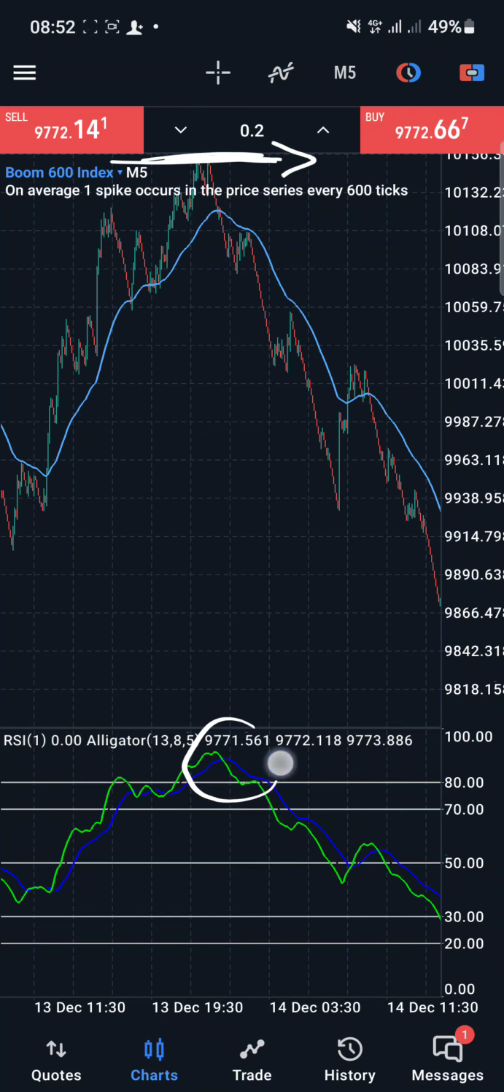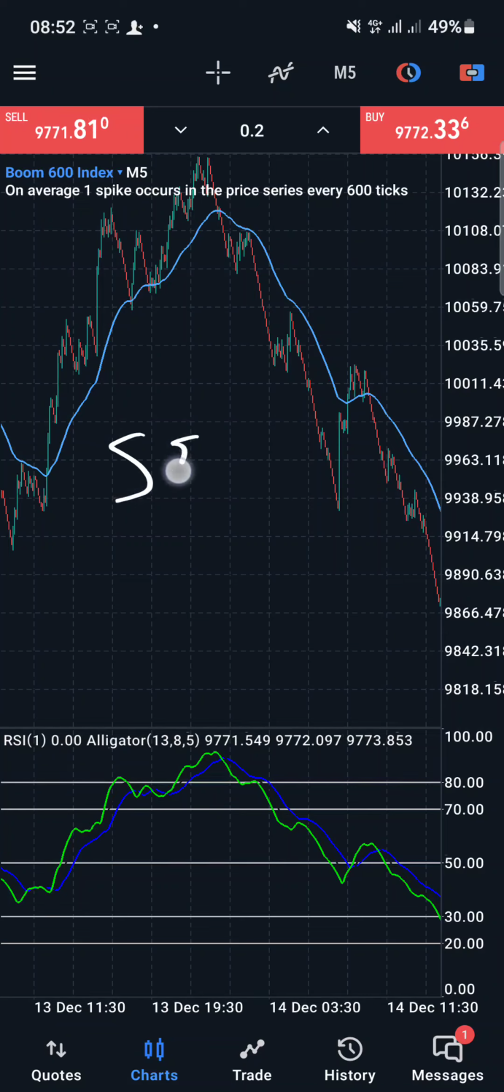Check it out from the window indicator. The window indicator says that the signal lines have crossed 70. They are now above 70. So once they are above 70, it shows that it has overbought, which means we should be expecting a change in the trend. That is, we should be expecting a sell at that point.